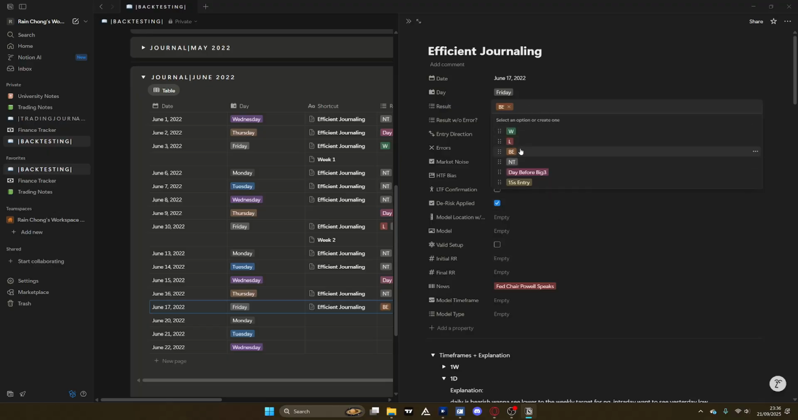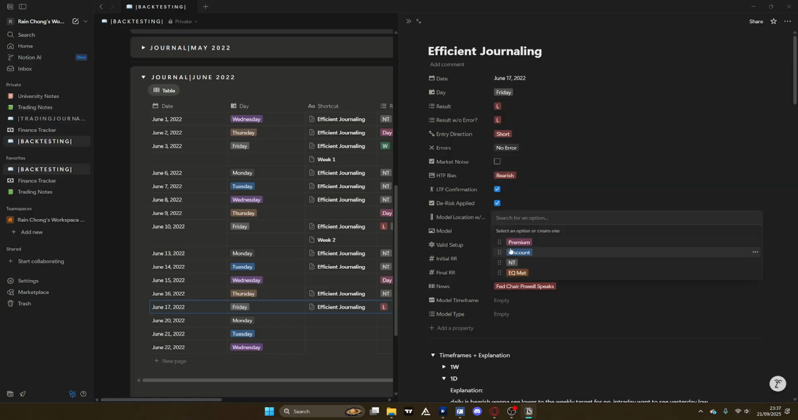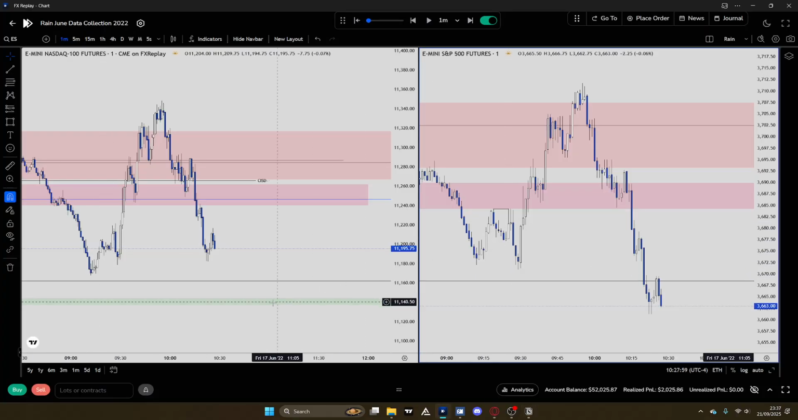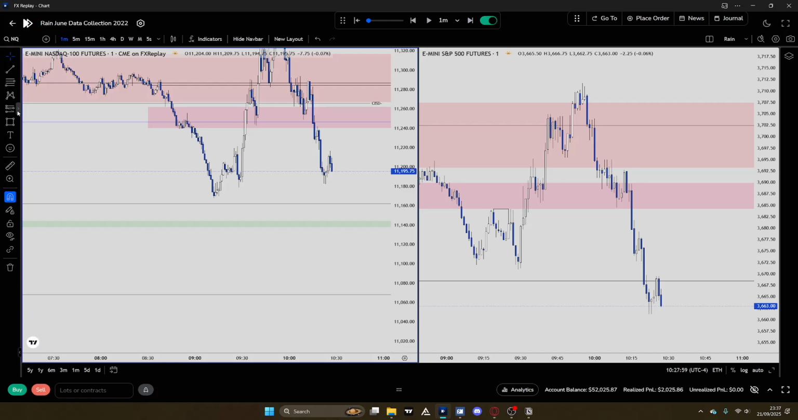So, result was an L. De-risk applied, yes. Low time for formation. High time frame bias is bearish. Errors. I don't think there was any error. Entry direction was short. Still an L. Model location was in discount. Change SMT inversion, high time for D-ray. Initial R was a lot, actually.